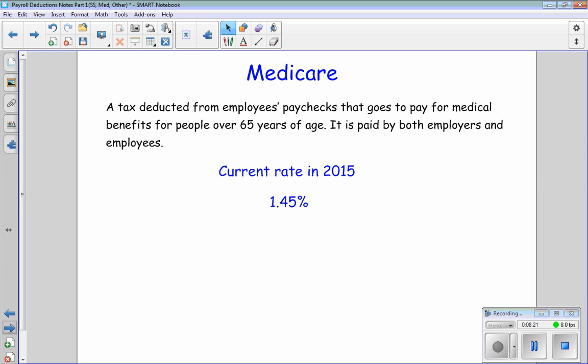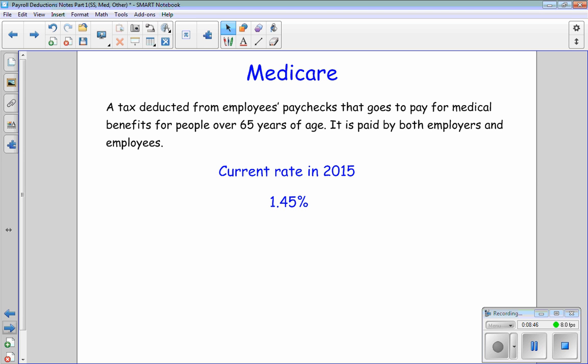Medicare tax. A tax deducted from an employee's paycheck that goes to pay for medical benefits for people over 65 years of age and for disability. People on disability can also get Medicare. That's not in the definition, but you can add it if you'd like. It is paid for by both employers and employees. Something that's kind of important to know.